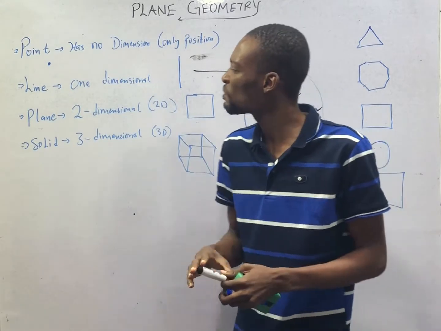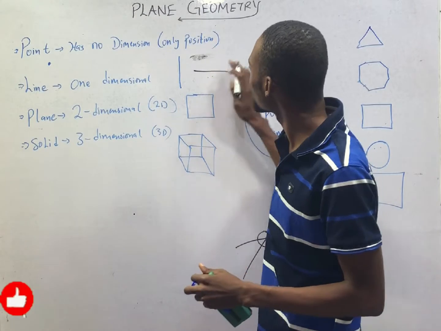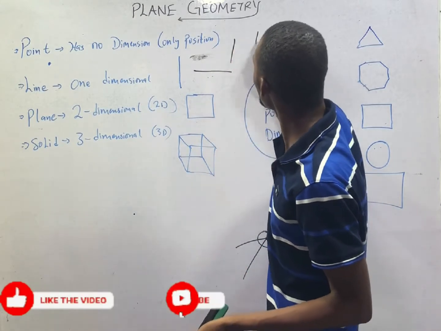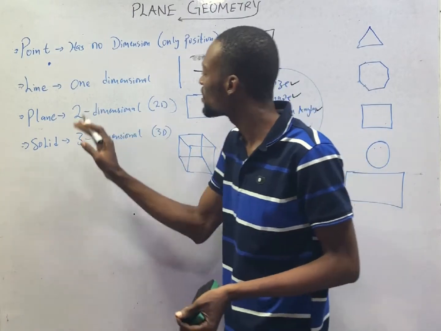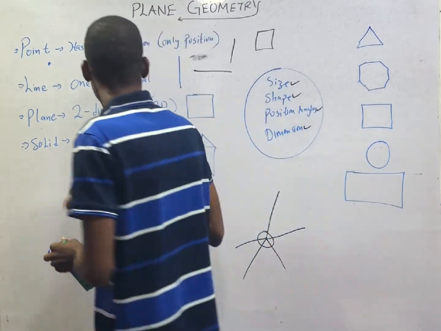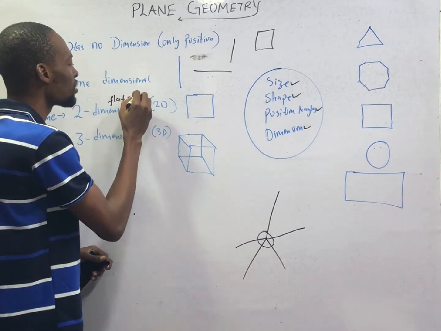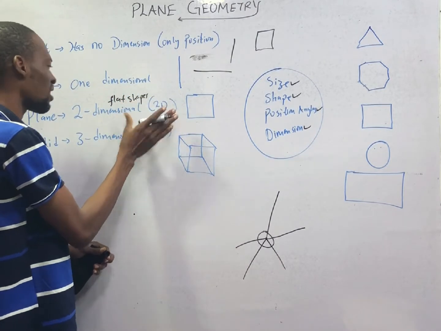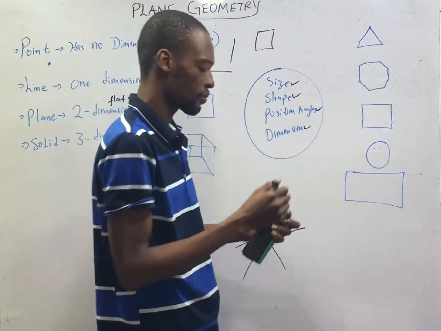Then from lines, we move to planes. When lines join, you form planes. For example, this is a line, this is a line, this is another line. Once they join, something like this, lines coming together, they form planes. Planes are two-dimensional. They are also referred to as flat shapes. So planes are 2D. You can have x axis, y axis coming like this.